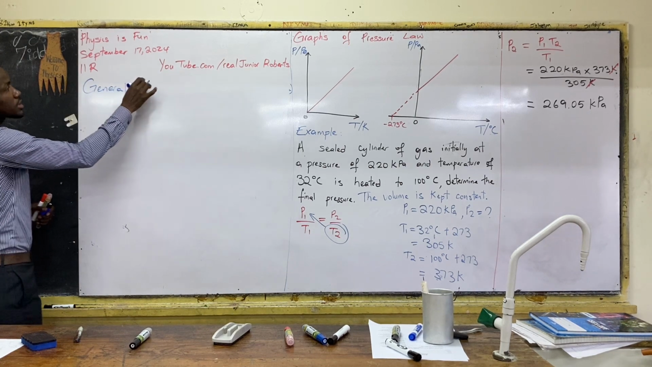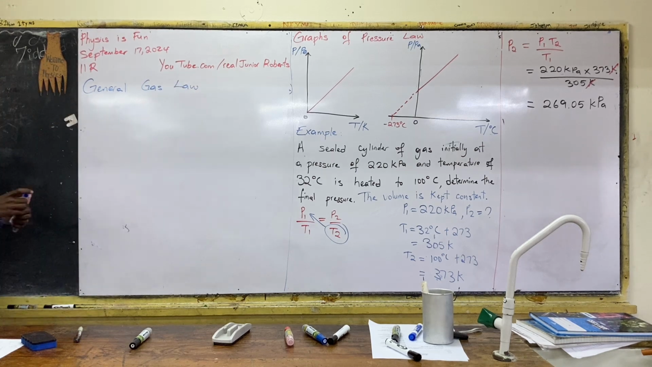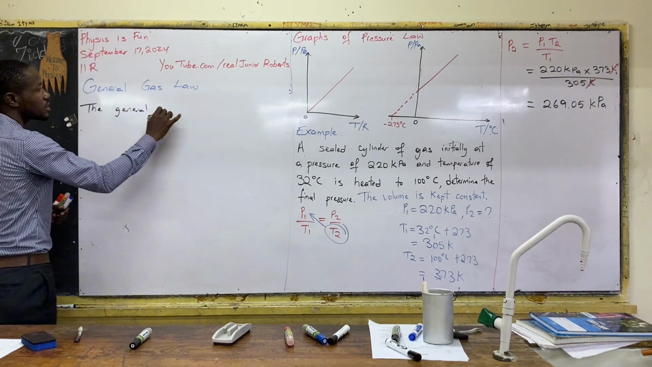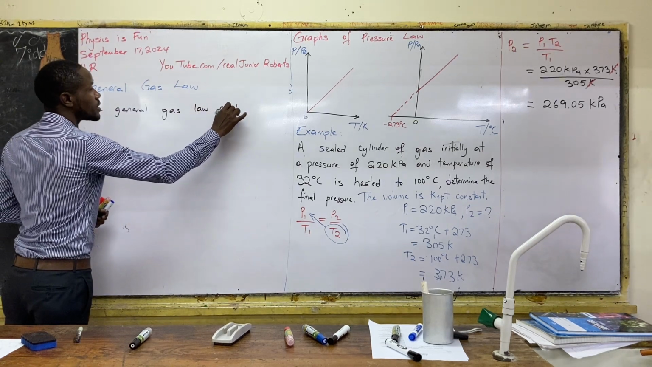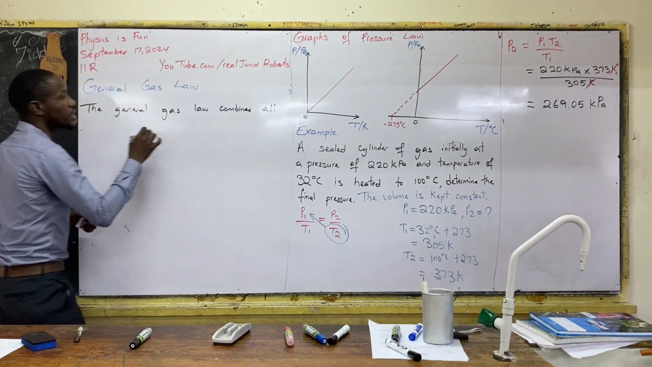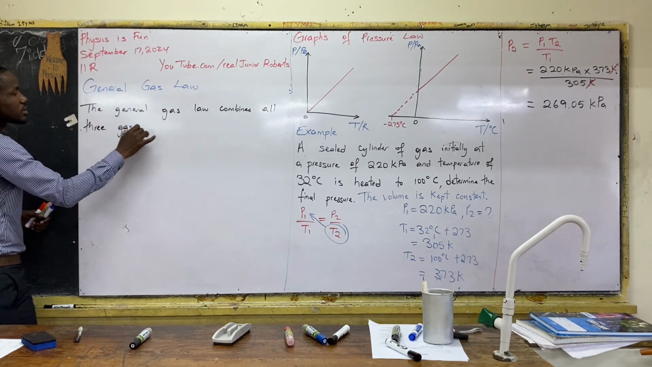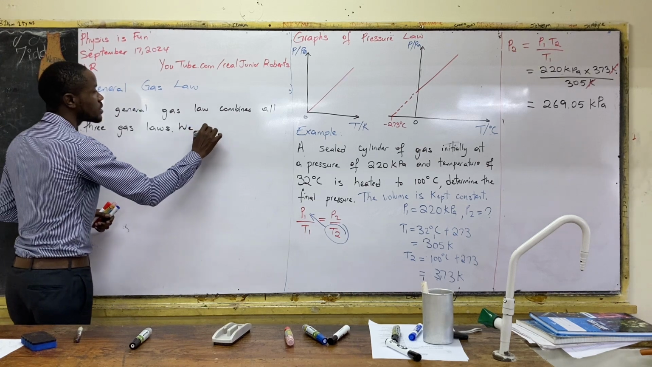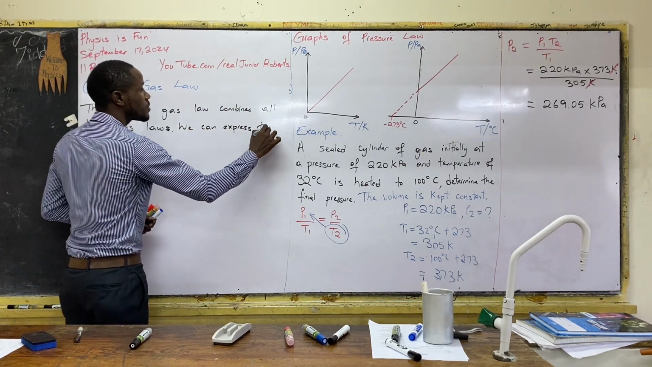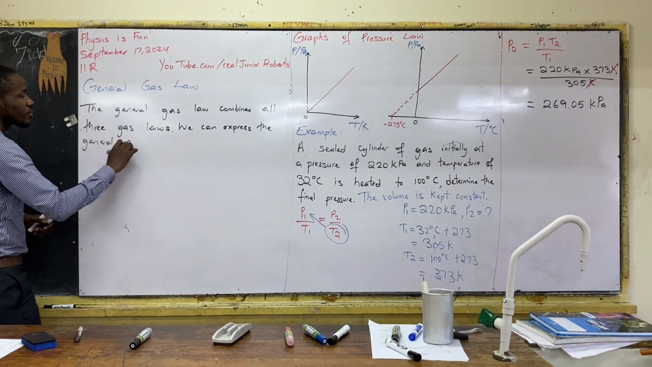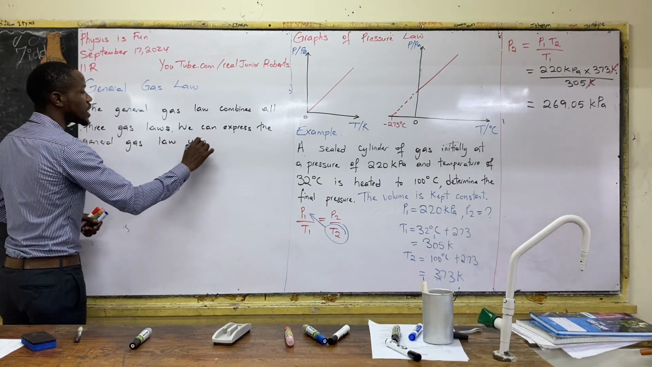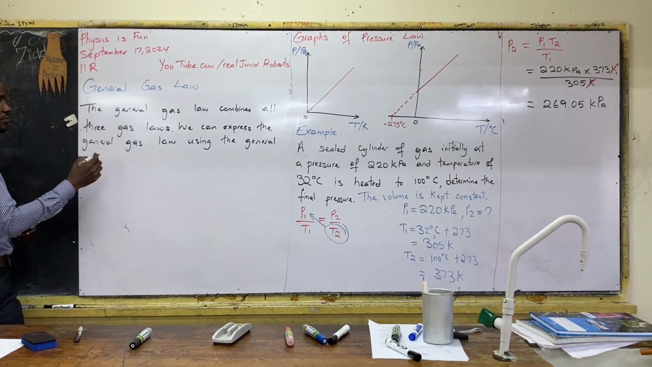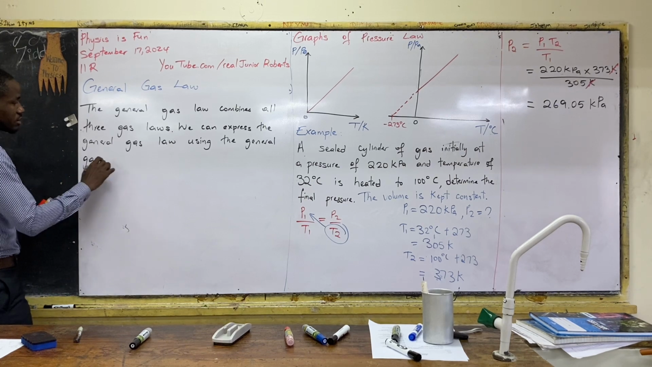The general gas law. The general gas law combines all three gas laws. We can express the general gas law using what we call now the general gas equation. So everything is involved. So nothing is kept constant other than the mass. General gas equation.